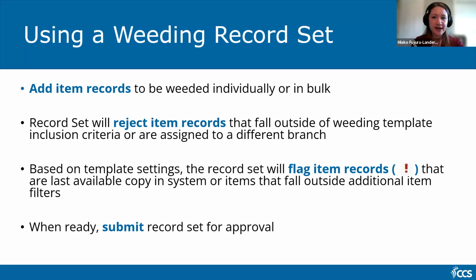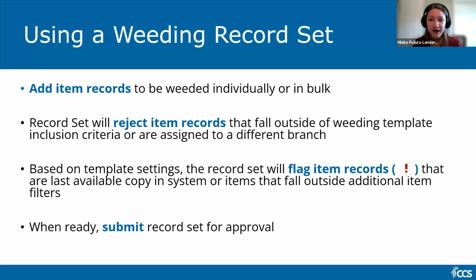So again, you can add items to be weeded individually or in bulk using a file. I will show both during my demo, and we also have instructions for both on our website. And as Rachel mentioned, the record set is going to reject item records that fall outside of that weeding template inclusion criteria. So in the example template, that is where Rachel added the statement about the material type being DVD. Or it is also going to reject items assigned to a different branch.